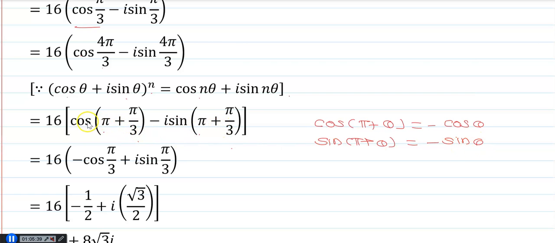Now, cos of pi plus pi by 3 is minus cos of pi by 3. And sin of pi plus pi by 3, by using this formula, is minus sin of pi by 3. But here a minus sign is already there. Therefore, minus and minus will become plus, and hence here i times sin of pi by 3. Cos of pi by 3 is 1 by 2. Sin of pi by 3 is root 3 by 2.